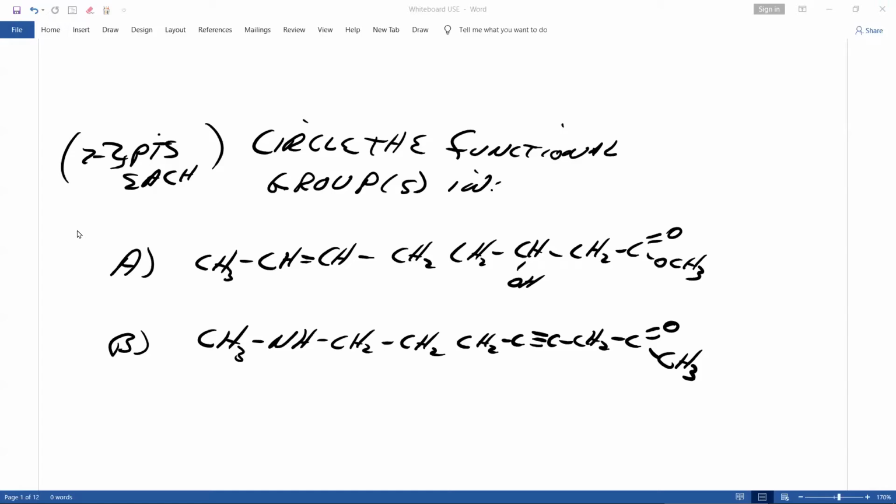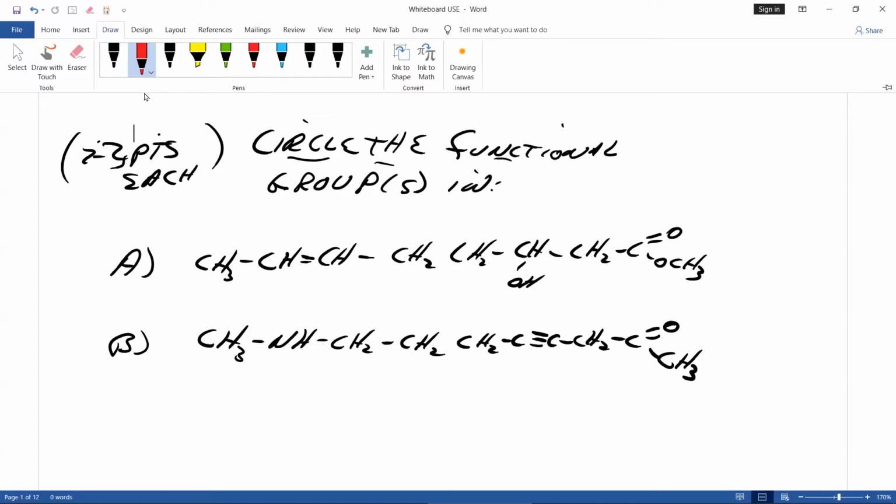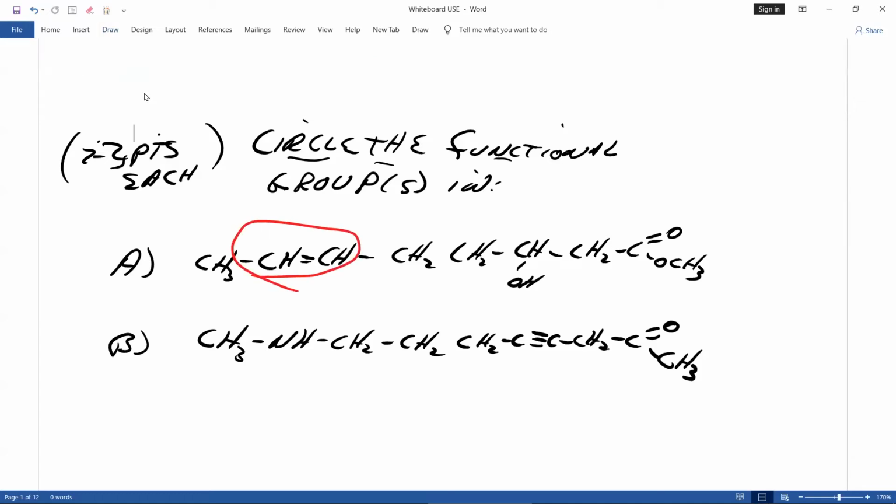All right, let's get to work. And the question is, circle the functional groups in the molecule. And how do you do that? You look for what's not a carbon-carbon single bond. If you see two or more lines between carbons, that's a double or triple bond. Like here, this is a functional group. You look for what's not carbon or hydrogen. Oxygen with a hydrogen and a carbon, we call it an alcohol, but at this point, it's just a functional group, something different. And finally, this carbon here, double bonded to this oxygen, with oxygen here and here, is a functional group. It's called an ester.